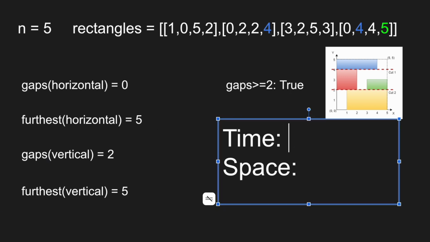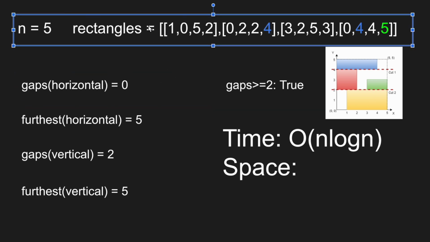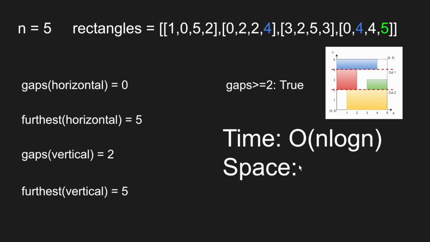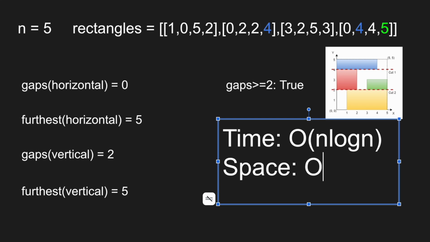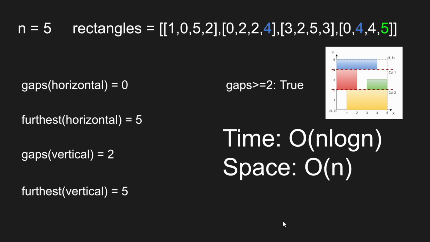The time complexity would be O of n log n because we will have to sort the rectangles array twice, and that would take n log n time. And the space complexity would be O of n because it will take n space to sort an array in Python. However, in some languages, the sorting algorithm may have a different space complexity, so check which sorting algorithm your language uses. And now let's get to the coding part.